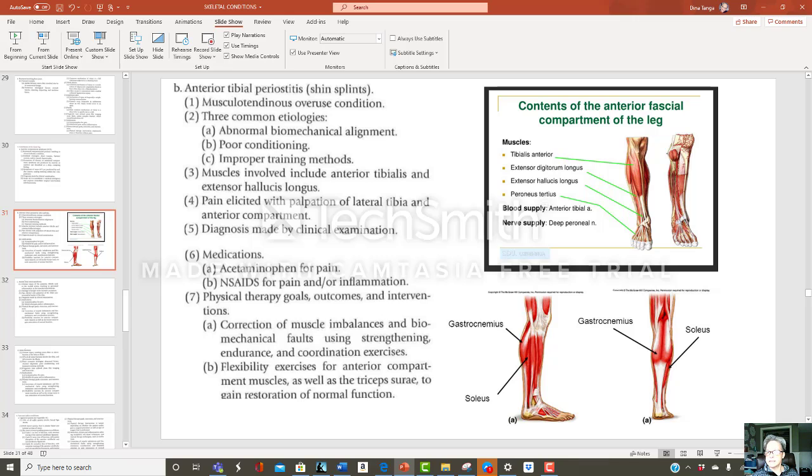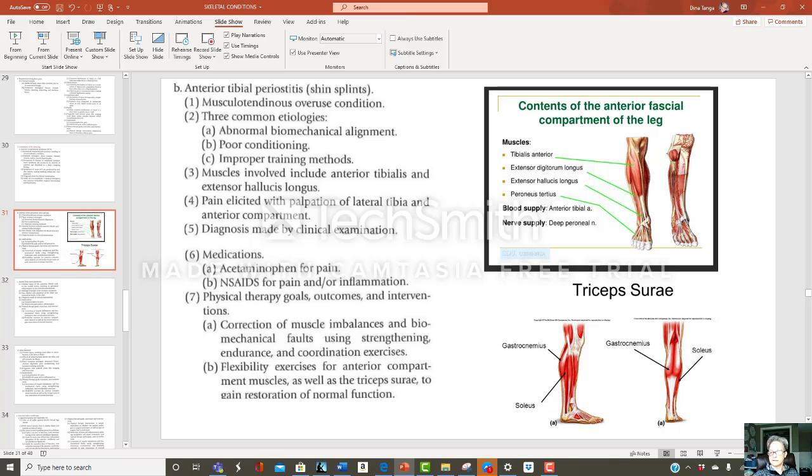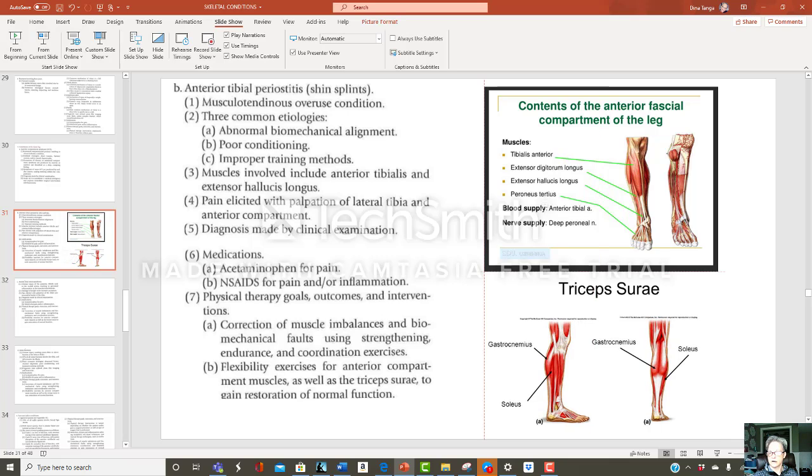Okay, so the contents of the anterior compartment of the leg include the tibialis anterior, the extensor digitorum longus, the extensor hallucis longus, and the peroneus tertius. So flexibility exercises for the anterior compartment muscles as well as the triceps surae, the gastrocnemius and soleus, to gain restoration of normal function.